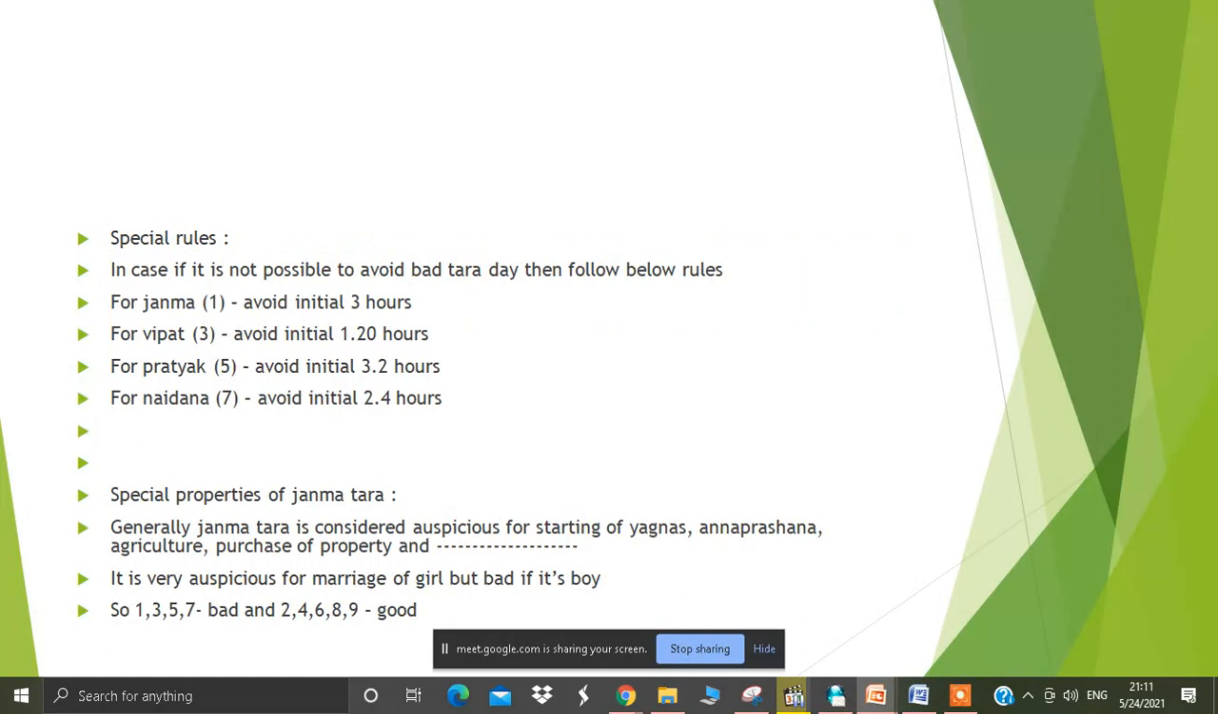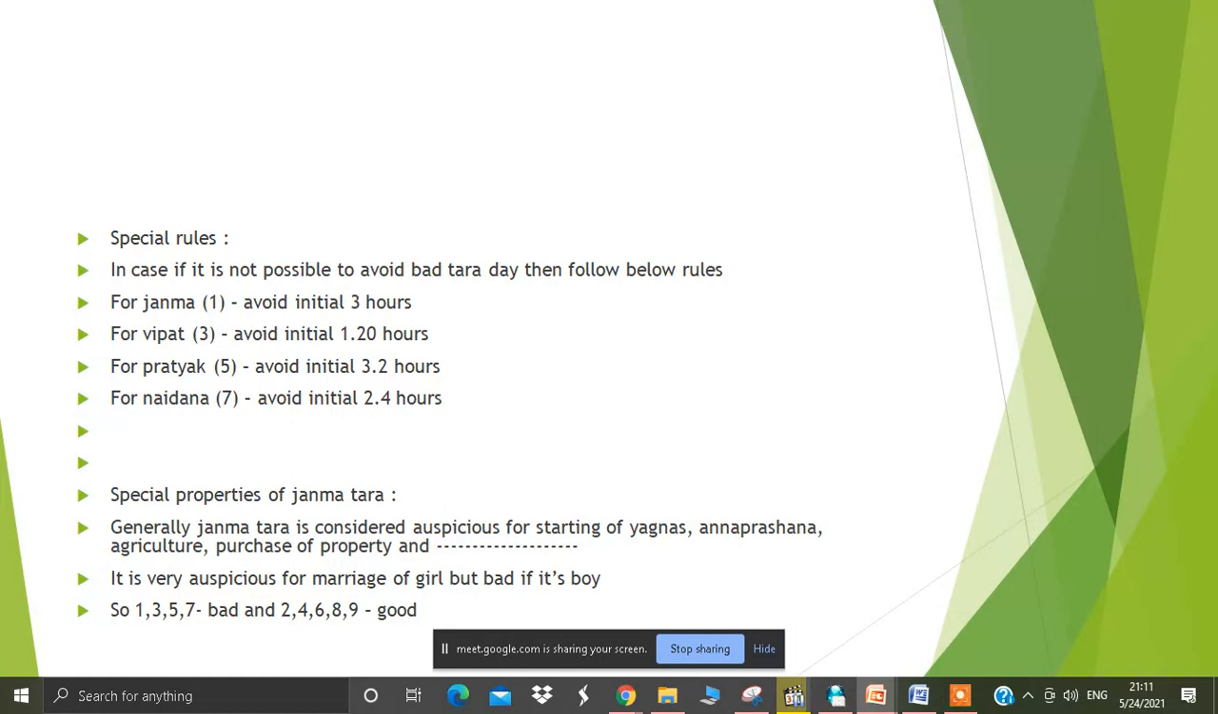Next, there are some special rules in this. In case it is not possible to avoid a bad Tara, then follow the below rules. For Janma Tara, avoid the initial 3 hours. The moment it starts, at least try to avoid the initial 3 hours. For Vipat, around 1.20 hours. For Pratyak, 3.2 hours. And for Naidhana, 2.4 hours. At least avoid them. If it is not possible for the entire day, it is very urgent, and you can't do anything else, then do this.